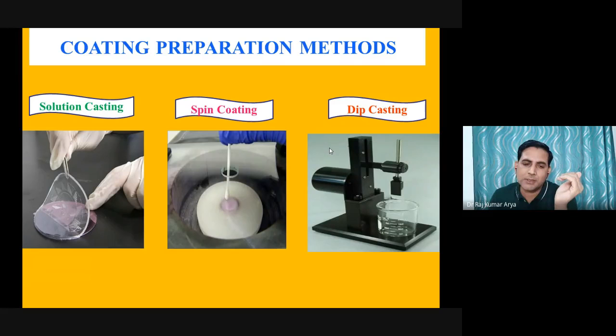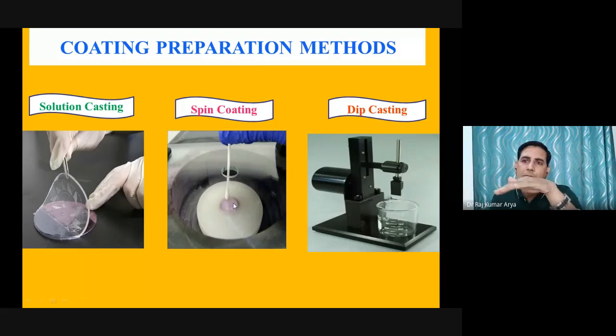In solution casting, you are just pouring the entire material onto a particular substrate, and you can spread that or you can just drop it there. So that is called solution casting. In spin casting, you put a solution on a rotating device and move it at some particular RPM. You drop the solution at the center and it will spread over a period of time depending on the RPM.